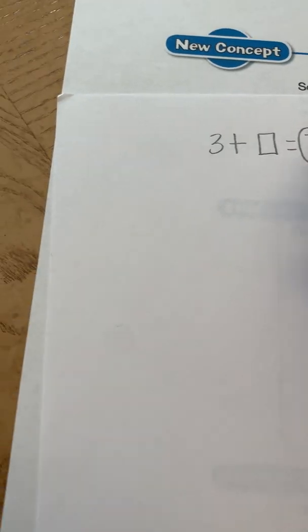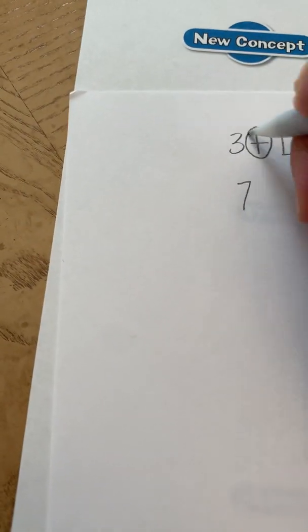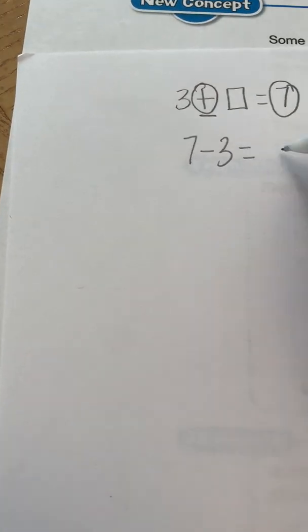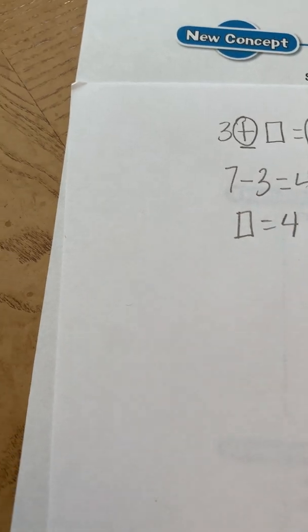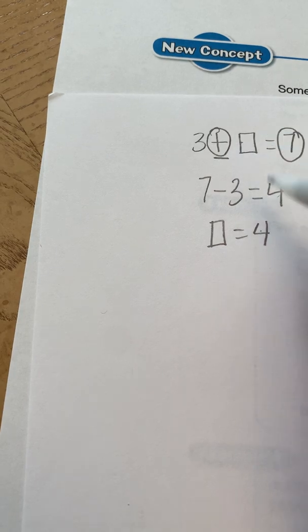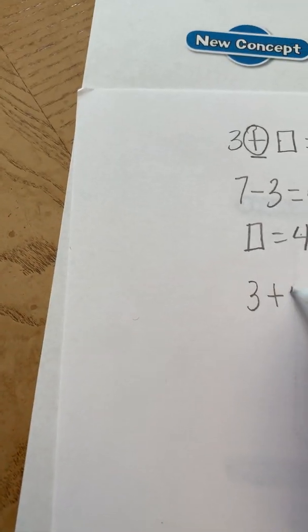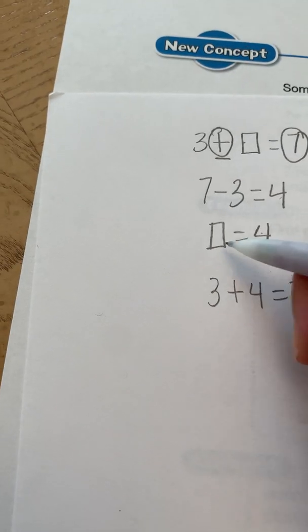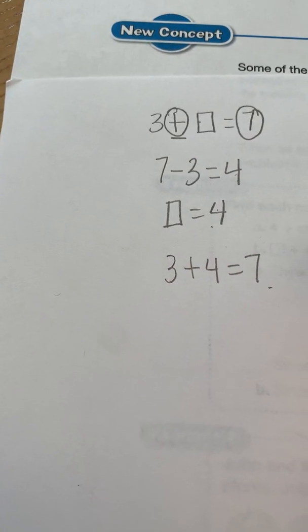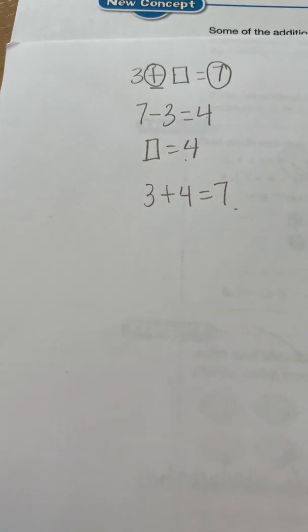Remember, we're going to do the opposite, okay? I'm going to take this sum, 7. I'm going to do the opposite of addition, which is subtraction. 7 minus 3 equals 4. That means this box equals 4. And I need to check to make sure it's correct. So I'm going to plug it back in. 3 plus 4 equals 7. This is correct. That means this box does equal 4 indeed, okay?